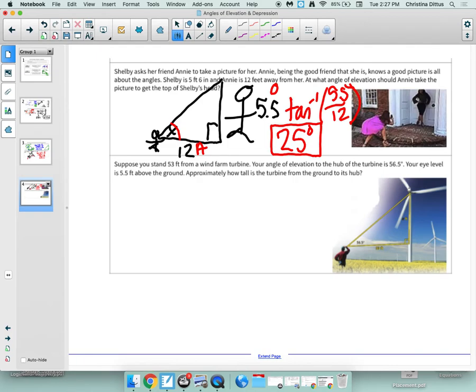Okay, last one. It says, suppose you stand 53 feet away from a wind turbine. Your angle of elevation to the hub of the turbine is 56.5 degrees. Your eye level is 5.5 feet above the ground. Approximately how tall is the turbine from the ground to its hub?